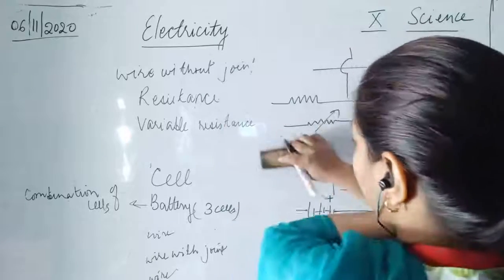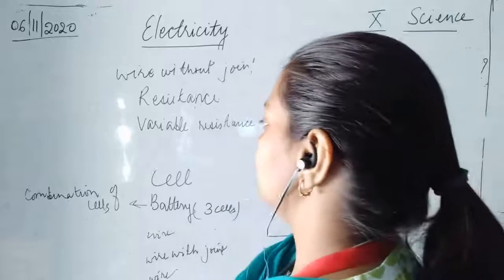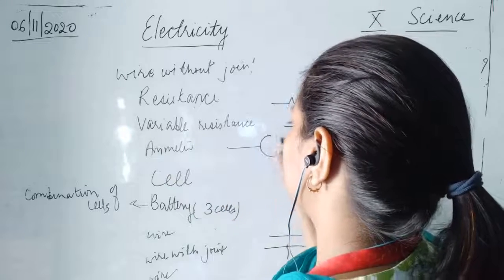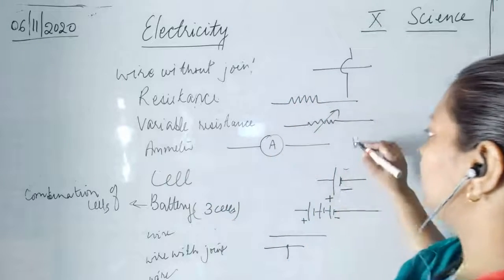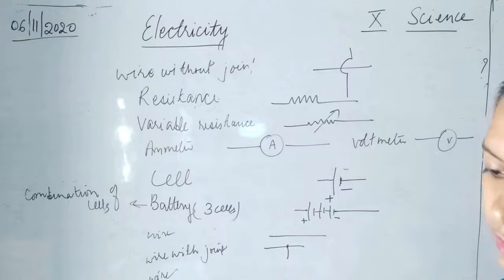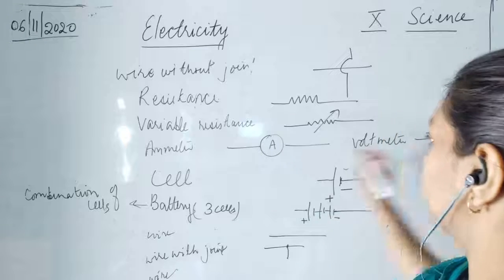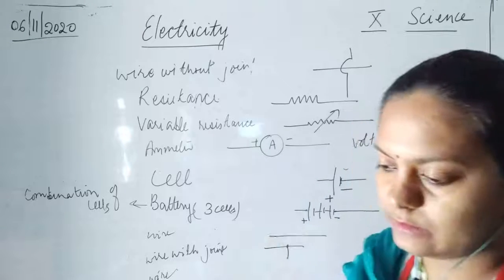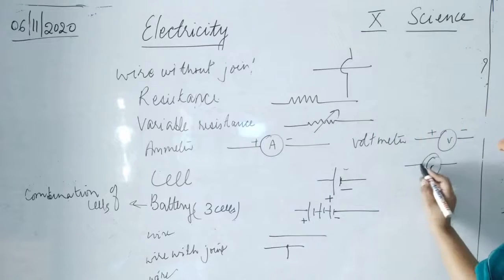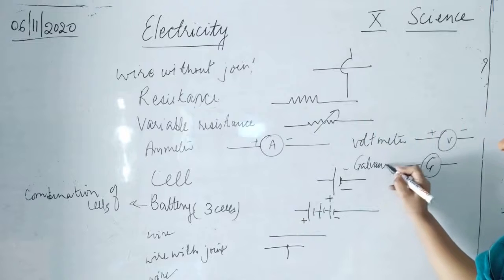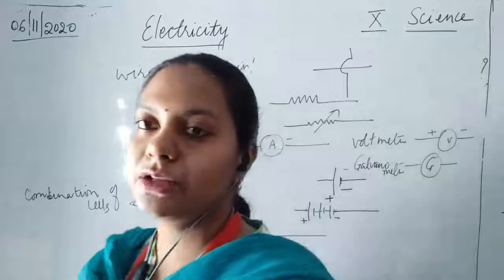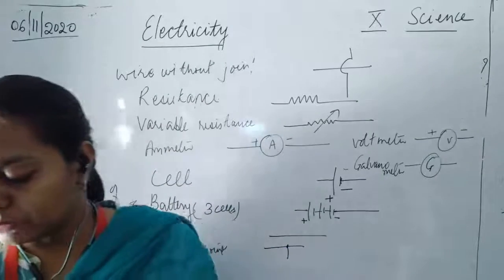Then what about the ammeter? For the ammeter, and what about the voltmeter? Okay, this is like positive, negative, and similarly for the galvanometer we use G. The galvanometer tells you whether the circuit is having the charge or not. So this is what is about the circuit diagrams.